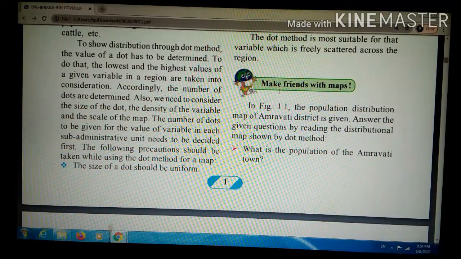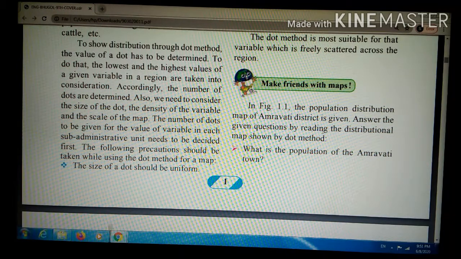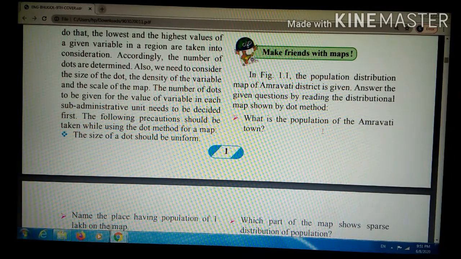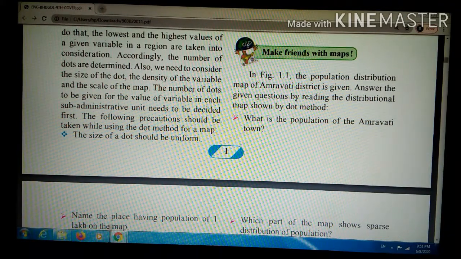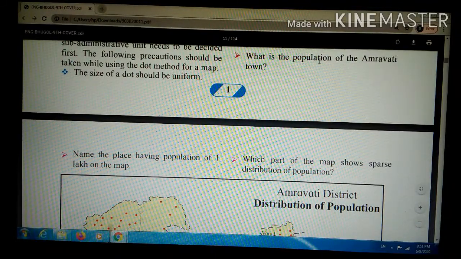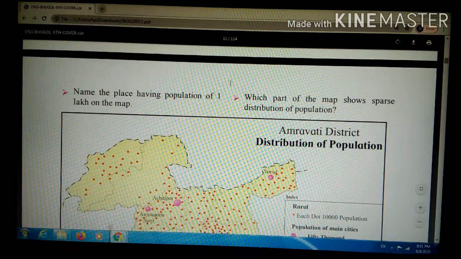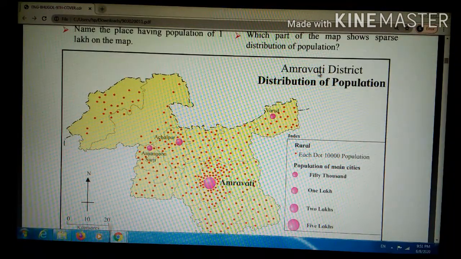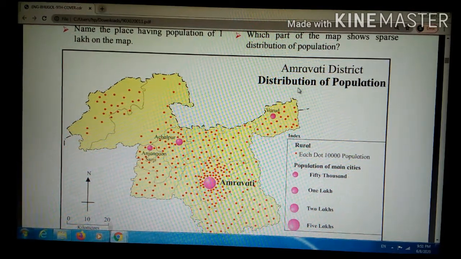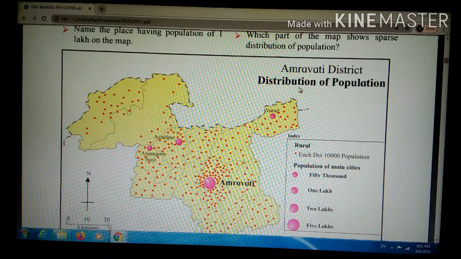Now one activity has been given: make friends with maps. In figure 1.1 the population distribution of Amravati district is given. On the next page, the population of Amravati district is shown by the dot method. Answer the given questions by reading the distributional map shown by the dot method. The first question is, what is the population of Amravati town? Now see the Amravati district distribution of population.